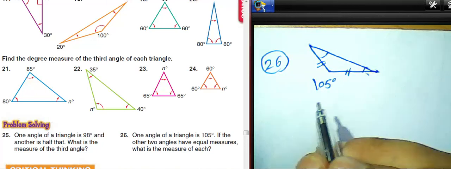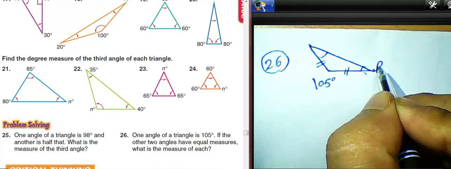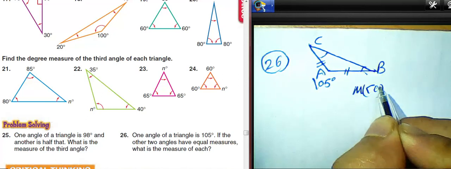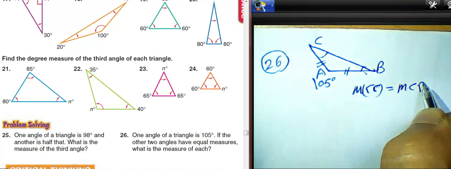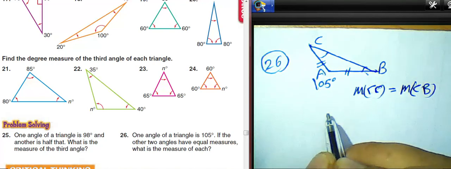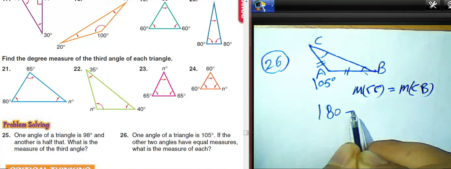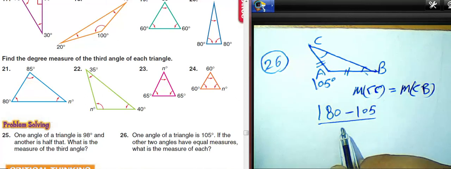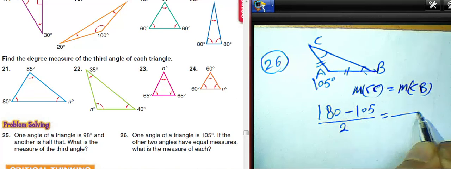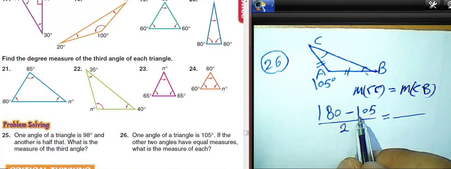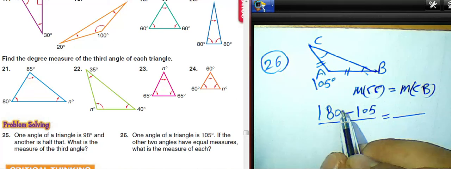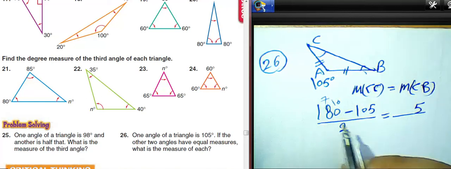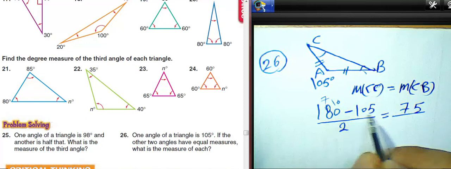So, naming them A, B, and C, the measure of angle C equals the measure of angle B, which equals 180 minus 105, and we divide the result by 2. So 180 minus 105: 10 minus 5 equals 5, 7 minus 0 equals 7, 1 minus 1 equals 0.